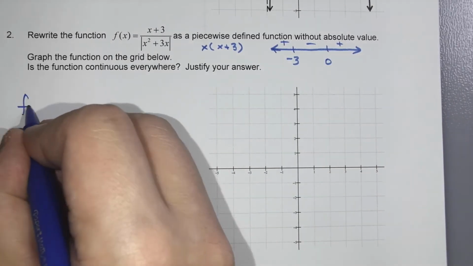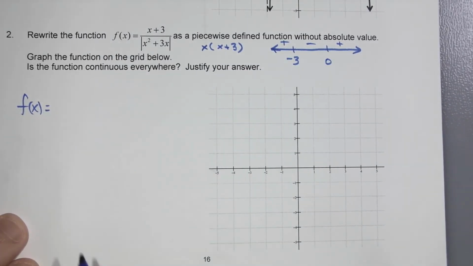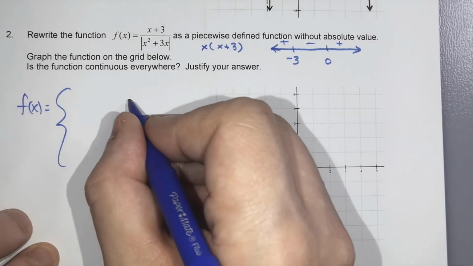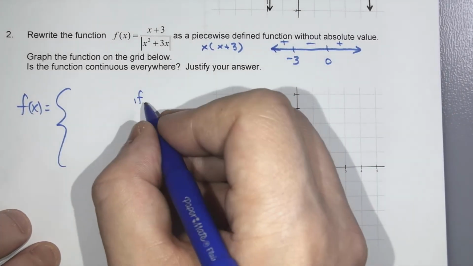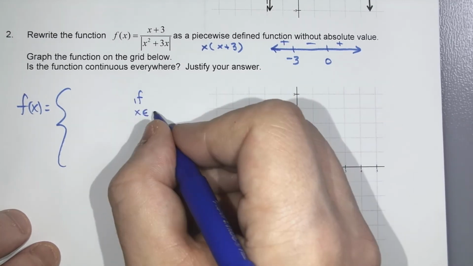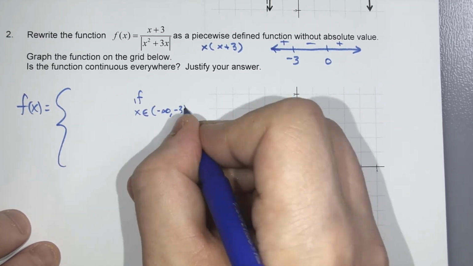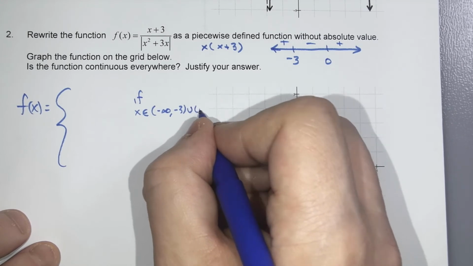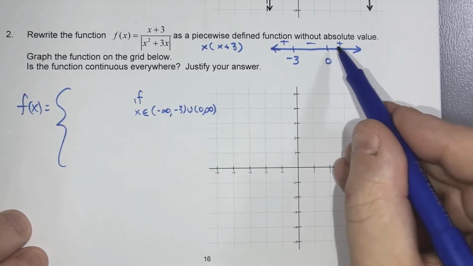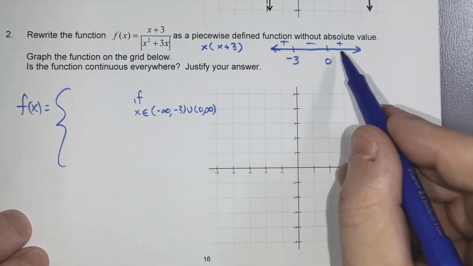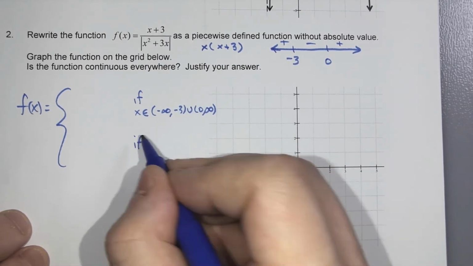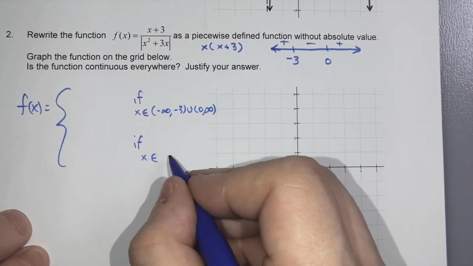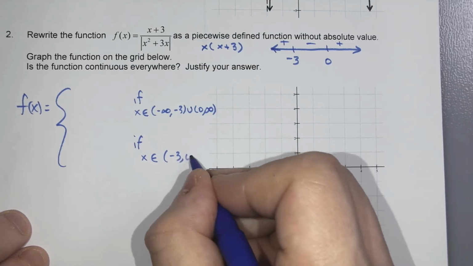And so that means my f of x is going to be rewritten as a piecewise function with two conditions. One of the conditions is going to be the case if x is from negative infinity to negative 3, or from 0 to infinity, because that's going to be the positive place. And then there's going to be a second condition if x happens to be between negative 3 and 0.